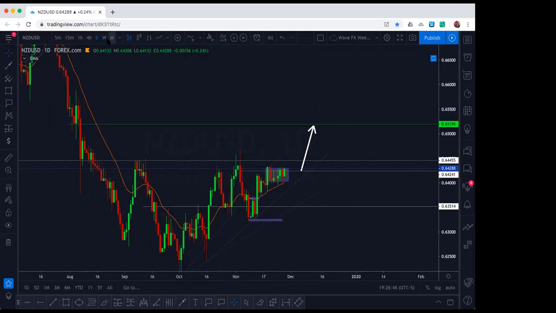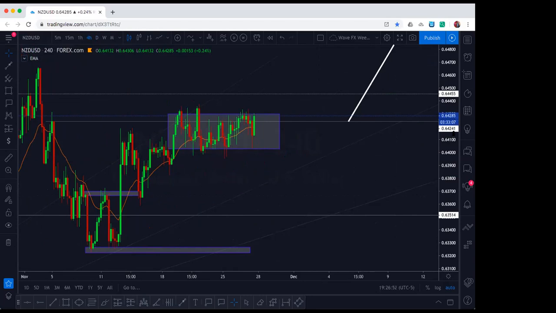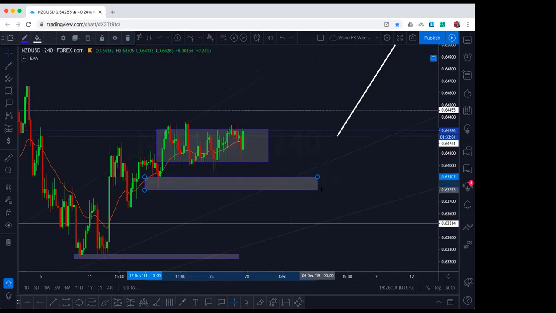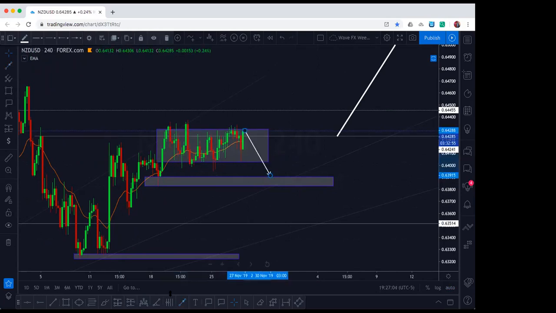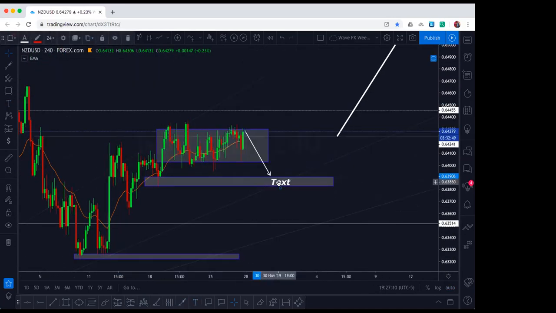Right? If we take it down to the 4-hour time frame, we could easily find price simply testing these lows here before continuation to the upside. So you might find the market push down here before continuation to the upside. Sorry.